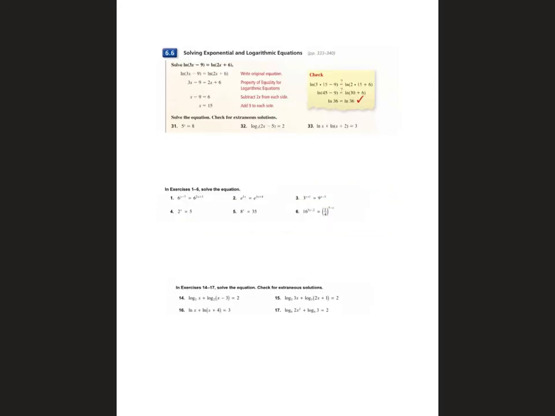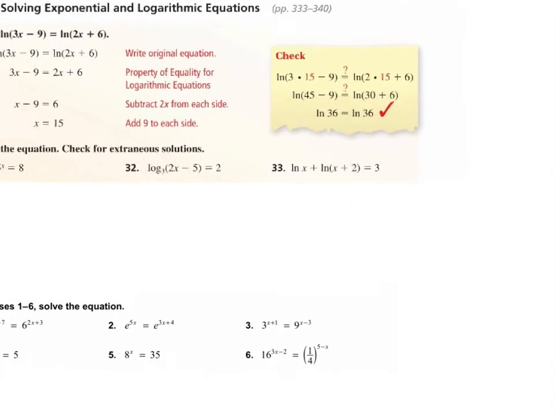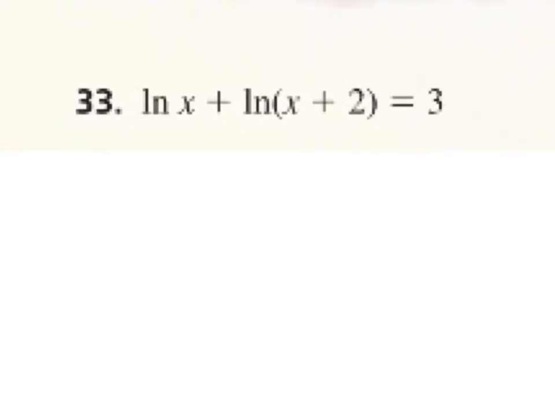What about 6.6? 33. Let's look at 33. So we want to combine these to just be one ln. How can we condense them together? Before we can cancel it out, we need it to just be one ln. Right now we have two of them. So we want to combine it to one. How can we do that? If we're adding, how do we condense it?